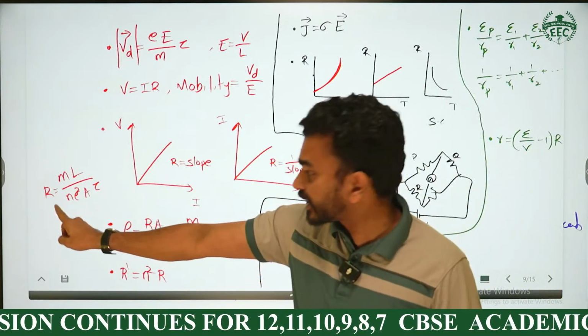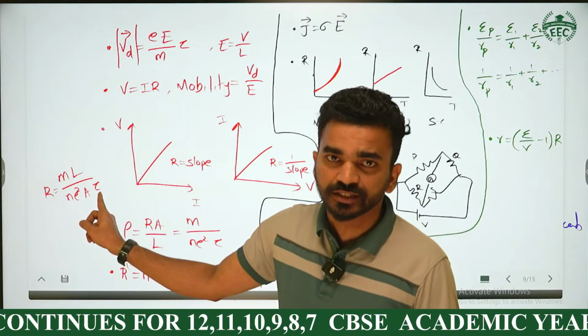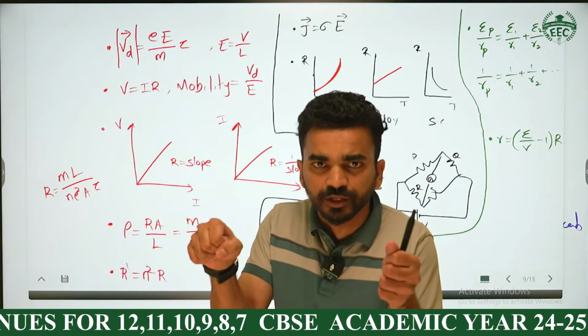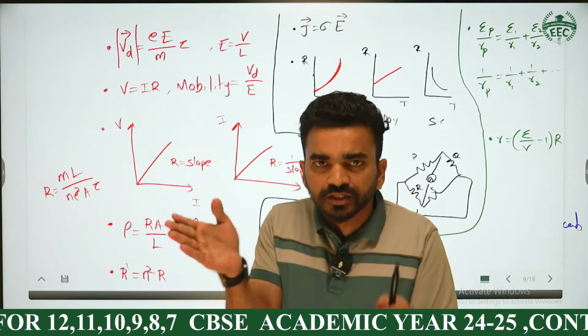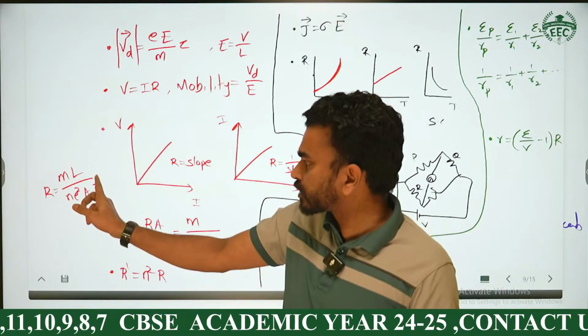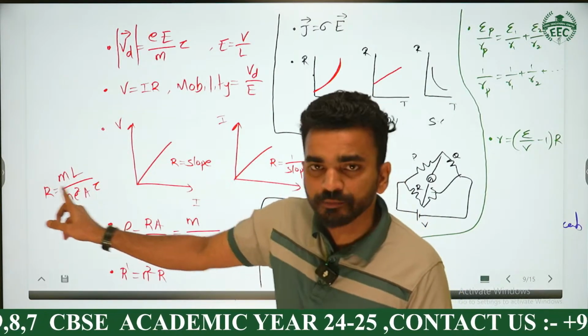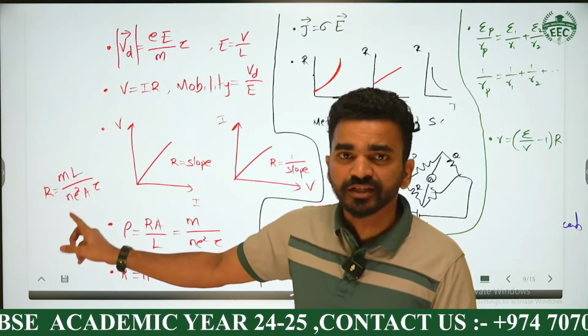Then resistance and relaxation time. Tau means what? Relaxation time. That is, electrons are colliding inside the conductor. The time interval between the collisions is called what? Successive collision time is called relaxation time. How does it depend on resistance? R = ml by ne square A into tau.